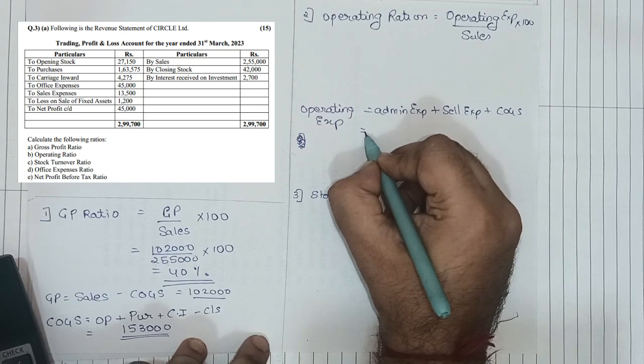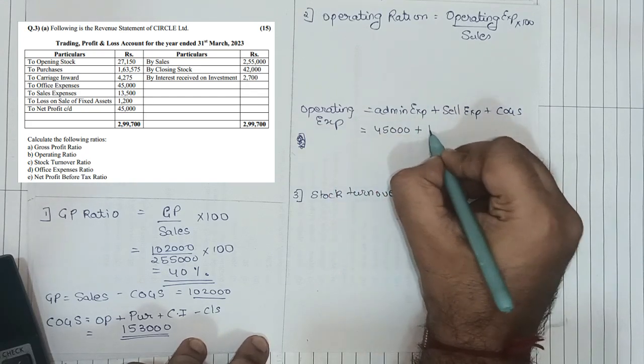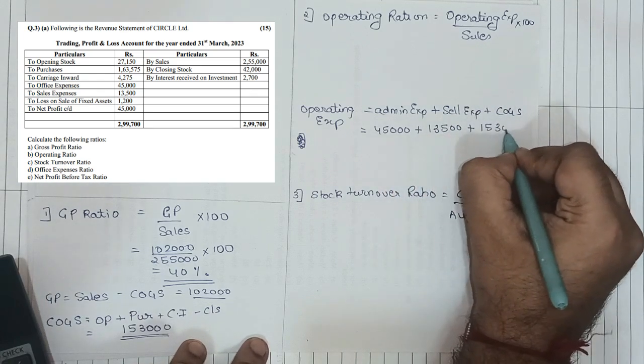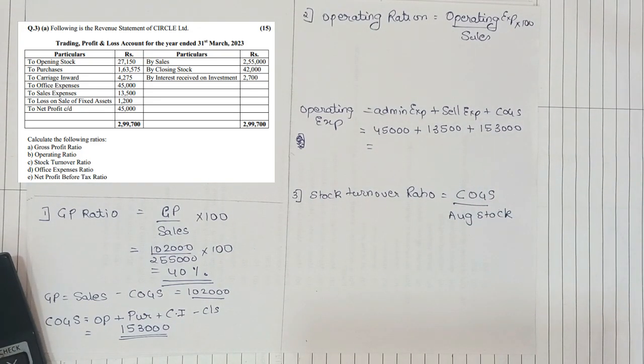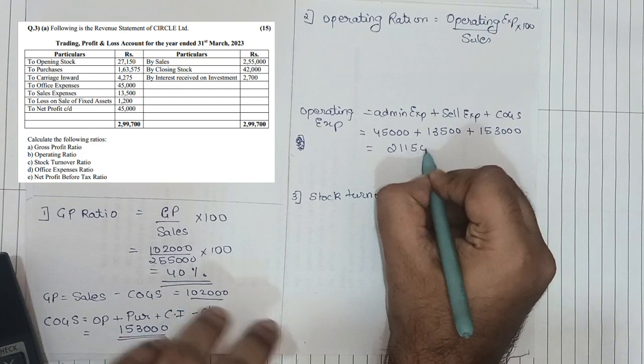Admin is office expenses, which are 45,000 in the question. Selling is sale expense 13,500. COGS we just now found 1,53,000. We add up that, so we get 45,000 plus 13,500 plus 1,53,000, which comes to 211,500.